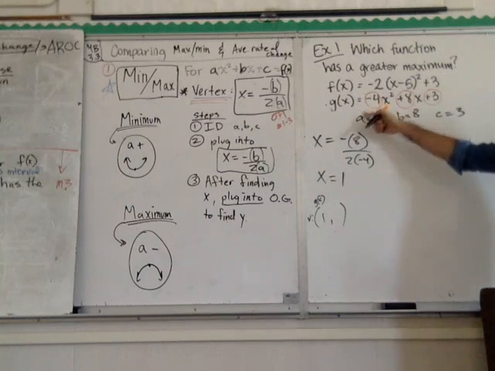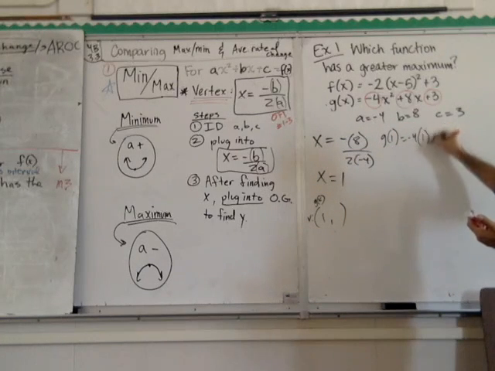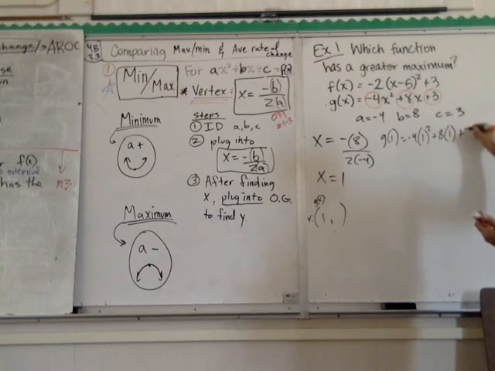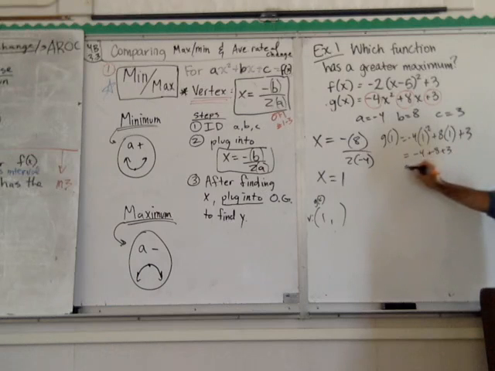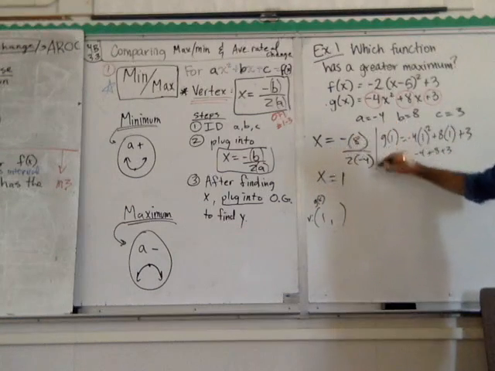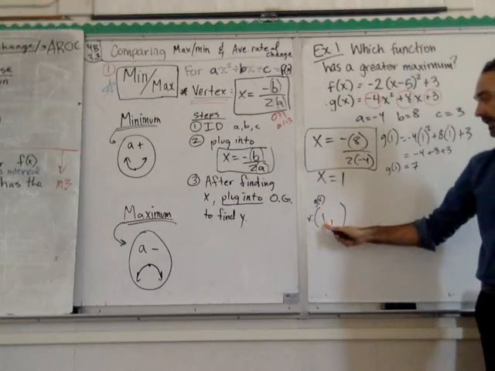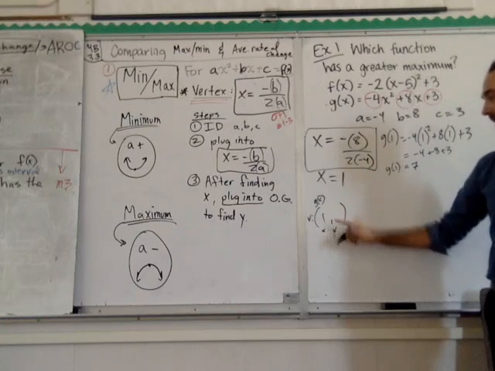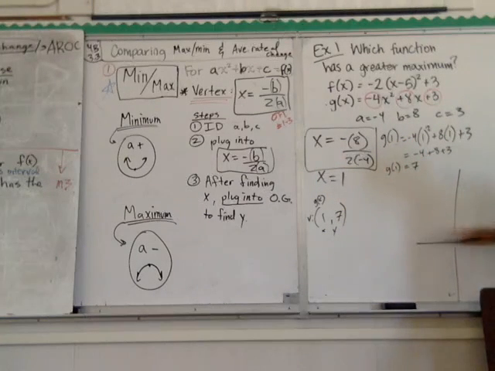So g of x, let's see what g of 1 is. G of 1 is -4 times 1 squared plus 8 times 1 plus 3. So this is negative 4 plus 8 plus 3, which is 7. Okay. So we just found out the g of 1. First we used the vertex formula right here with our a, b, and c values. I found with the vertex, it's at x is equal to 1. Then I take that 1, I plug it back in. G of 1 is equal to 7. So our vertex for this is at 1, 7. 1, 1, 2, 3, 4, 5, 6, 7. So this is our vertex for g of x.